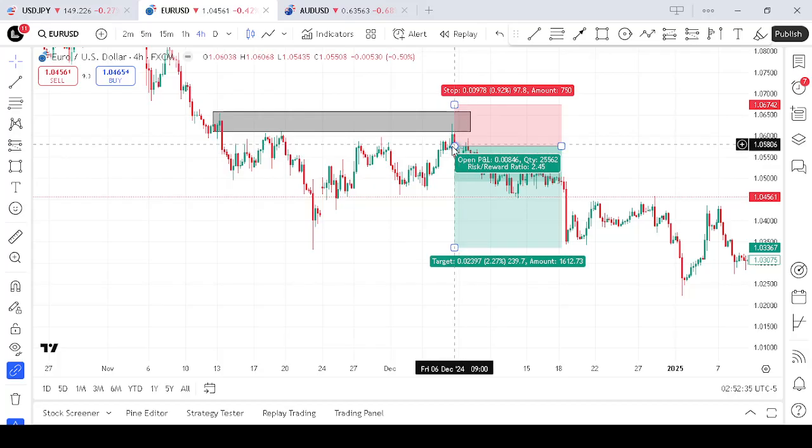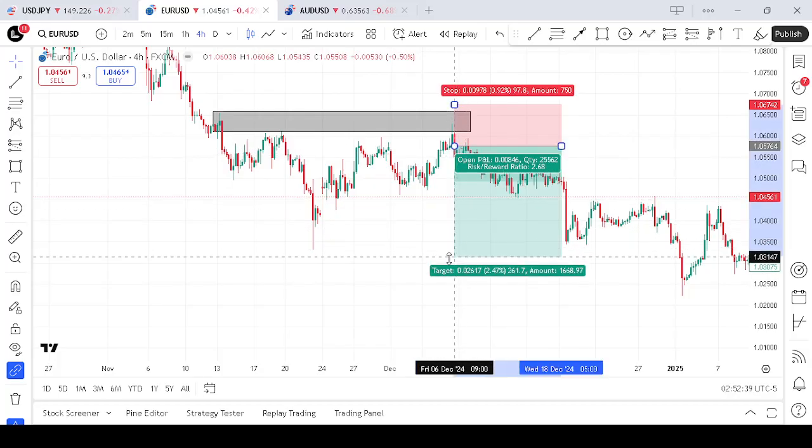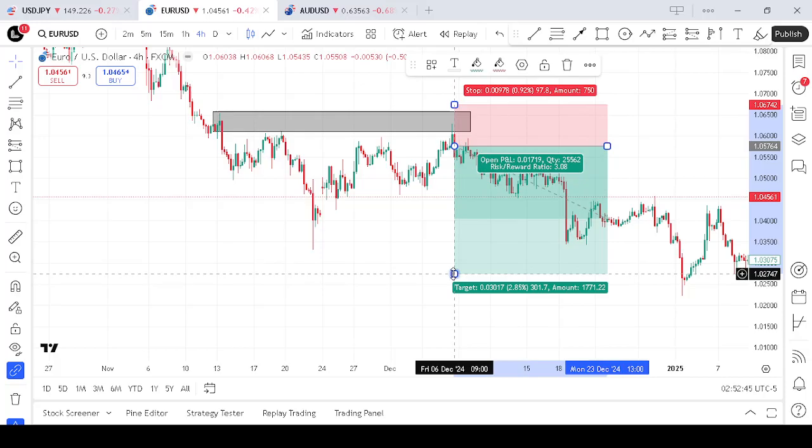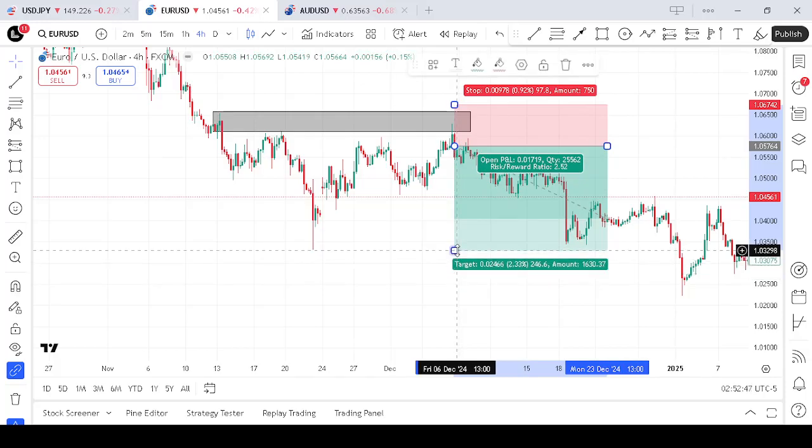Let's not forget that we have a predefined take profit level. You can decide to take 1:3, or you can go for the nearest swing low or swing high as your take profit area. Now, there are some common pitfalls while taking unmitigated order blocks.